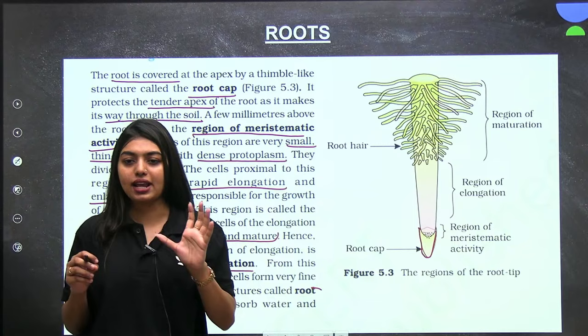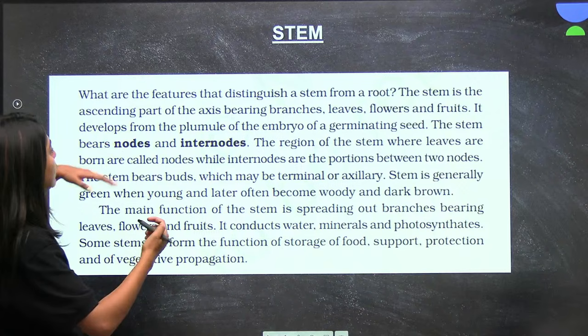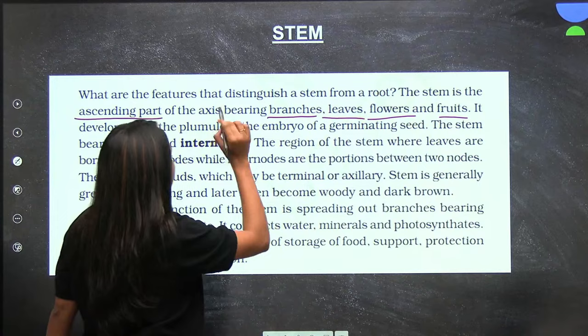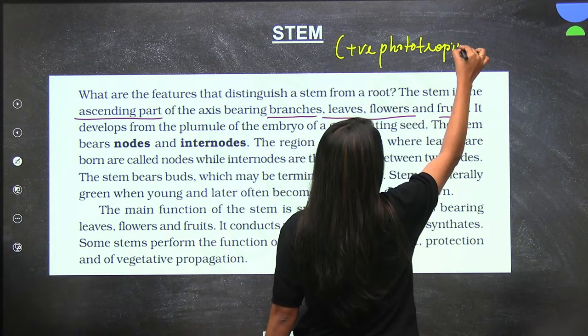So, students, about the stem, we already spoke about nodes and internodes and all that, right? Here, what is the main thing about the stem? The stem is the ascending part of the axis bearing branches, leaves, flowers and fruits. Okay. Now, one thing that I missed telling in the starting is that your stems are positive phototrophs. They show positive phototropism and negative geotropism.